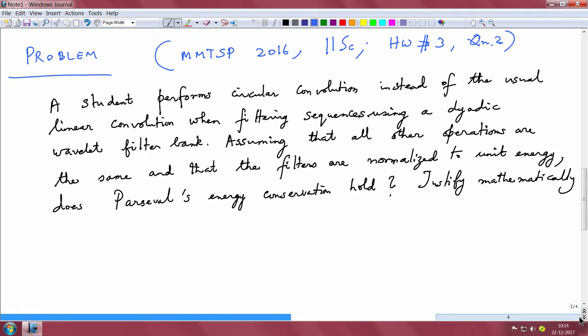Here is the situation: a student performs circular convolution instead of the usual linear convolution when filtering sequences using a dyadic wavelet filter bank. Assuming that all other operations are the same and the filters are normalized to unit energy, does Parseval's energy conservation hold? Justify mathematically. You have learned linear convolution and circular convolution.